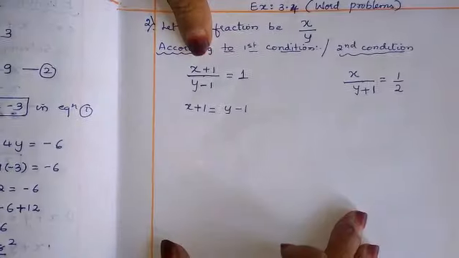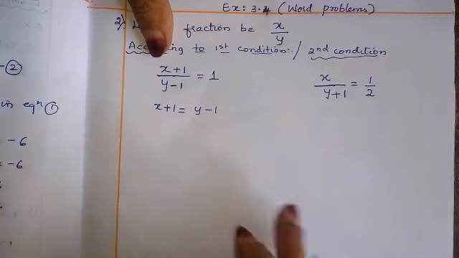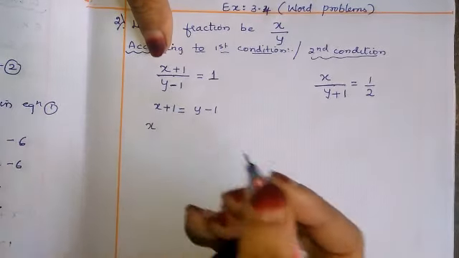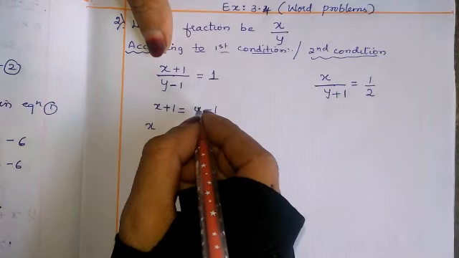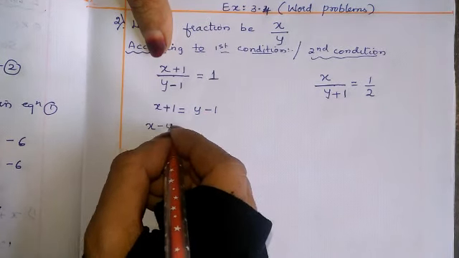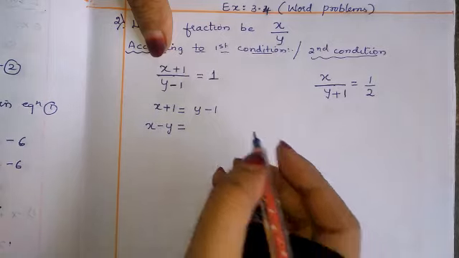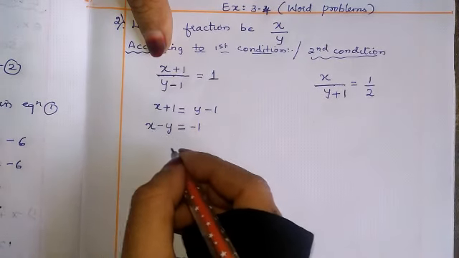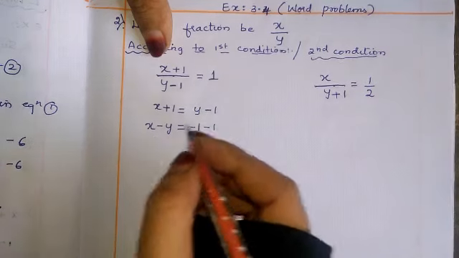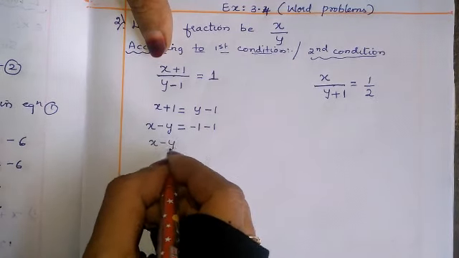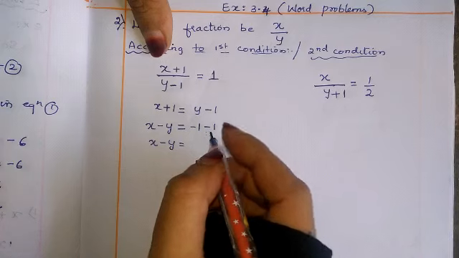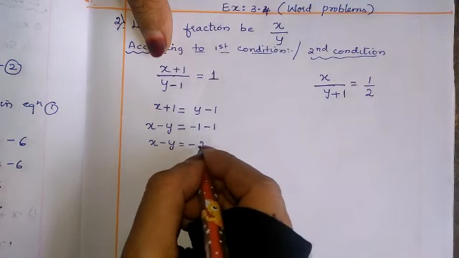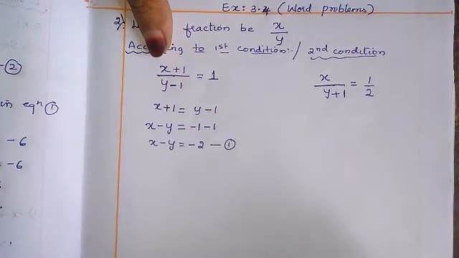Let me write this in the standard form. x first we have to write, then y. If I bring y this side, it will become minus y, is equal to, minus 1 I will write as it is this side. This plus 1 I need to take that side. It becomes minus 1. x minus y is equal to minus 2. This is equation 1.